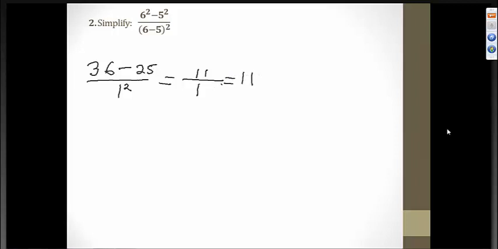Again, I used the exponent for 6, which is 6 to the second power, 6 times 6, minus the 5 times 5. And then I did the 6 minus 5 in the denominator to the second power, which was 1, and I have 11 over 1, which is 11.